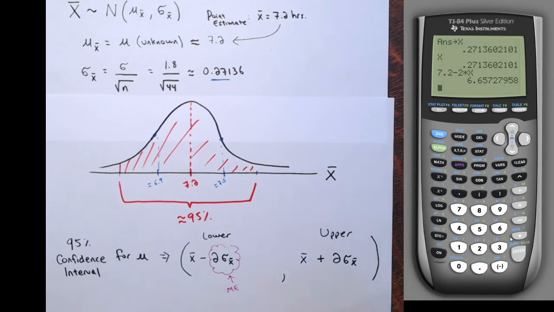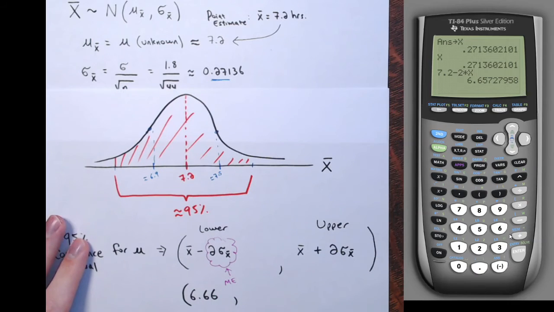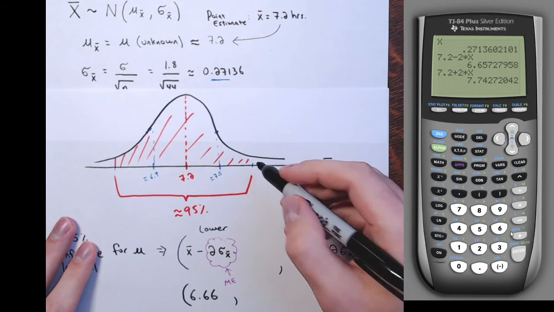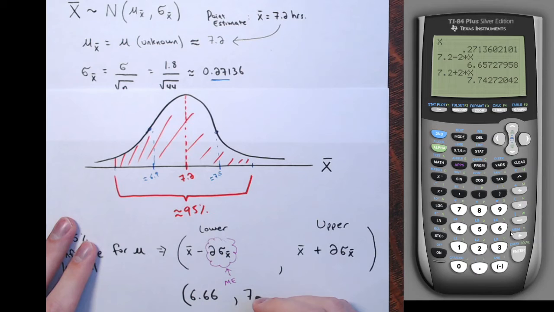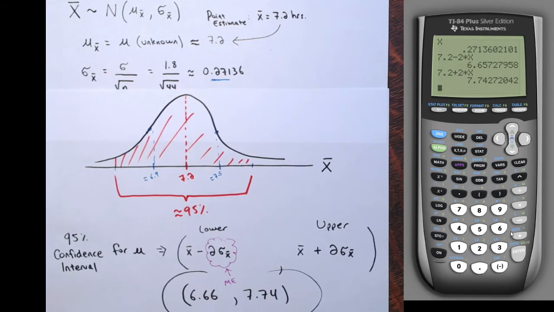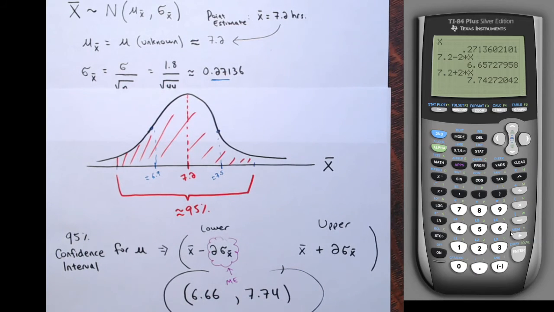If I take 7.2 and subtract 2 standard deviations, and they ask us to round to 2 decimal places, this is approximately 6.66. Then I'll take the same entry and just change the minus to a plus. 7.2 plus two of those standard deviations to get the upper bound, it's about 7.74. So here's what they call our 95% confidence interval estimate for mu.